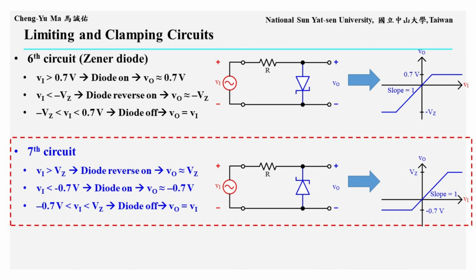Similarly, if we reverse the Zener diode in the sixth circuit, we obtain the seventh circuit shown in the figure. When VI is greater than VZ, the diode conducts in reverse breakdown, so VO is approximately VZ. When VI is less than negative 0.7 volts, the diode is forward biased and turns on, so VO is approximately negative 0.7 volts. When VI is between negative 0.7 volts and VZ, the Zener diode is off and behaves like an open circuit, so VO equals VI.